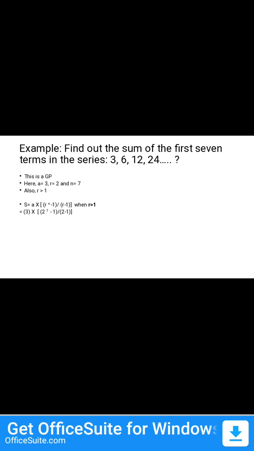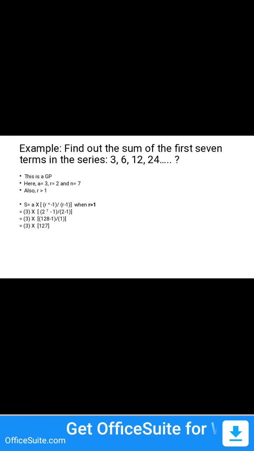A is equal to 3, r is equal to 2, and n is equal to 7, and what else is left? Nothing. So if you use this particular formula, you will get the answer like this: 3 into 2 raised to power 7 minus 1 divided by 2 minus 1. So 2 raised to power 7 is 2 into 2 into 2 into 2, 7 times, 128, minus 1, 127, and denominator is 2 minus 1, 1. So 127 divided by 1 becomes 127, and that is why the calculation is like this: 3 into 127, and we are getting 381.